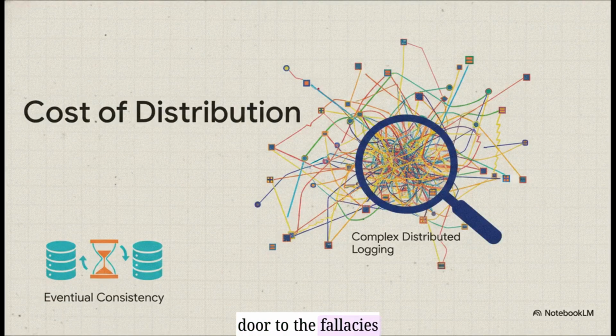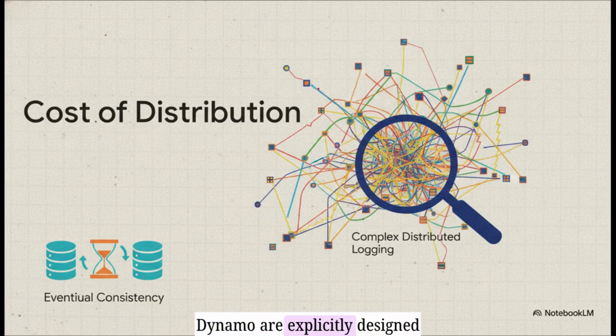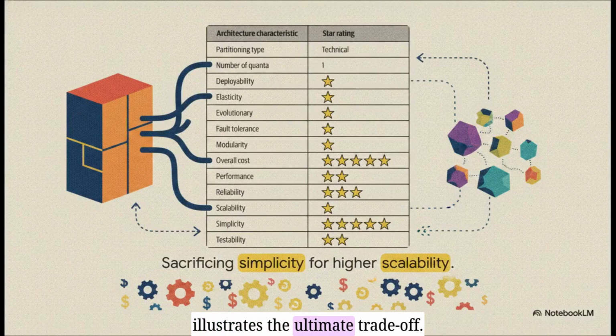This opens the door to the fallacies of distributed computing. We love to falsely assume that bandwidth is infinite, latency is zero, and the network is always reliable. Spoiler alert, they aren't. Plus, just tracking a simple user request now means you're dealing with complex distributed logging across dozens of servers, and you can pretty much say goodbye to simple guaranteed ACID database transactions. Systems like Amazon's Dynamo are explicitly designed to embrace what we call eventual consistency. That means updates happen asynchronously in the background, and you just resolve conflicts later, all to keep the system highly available.